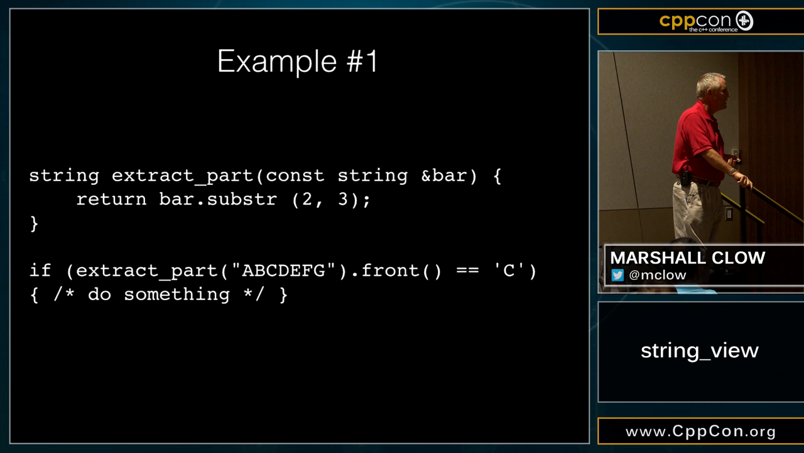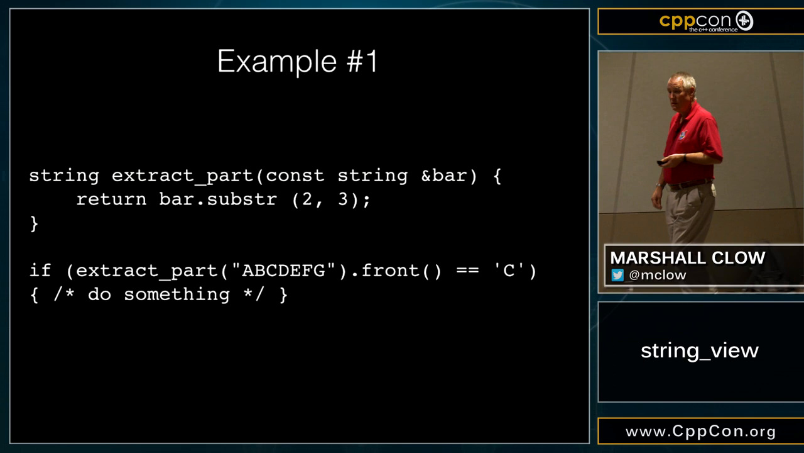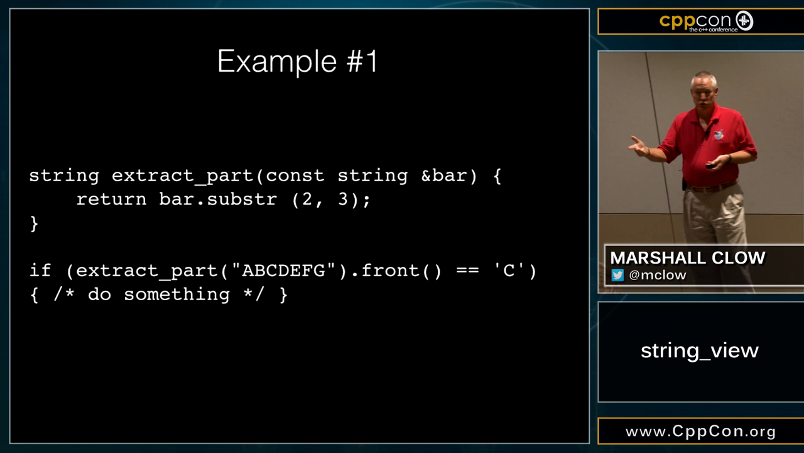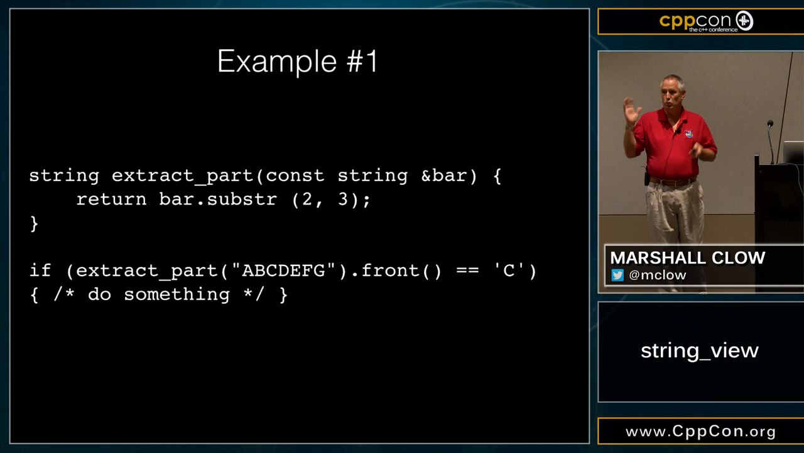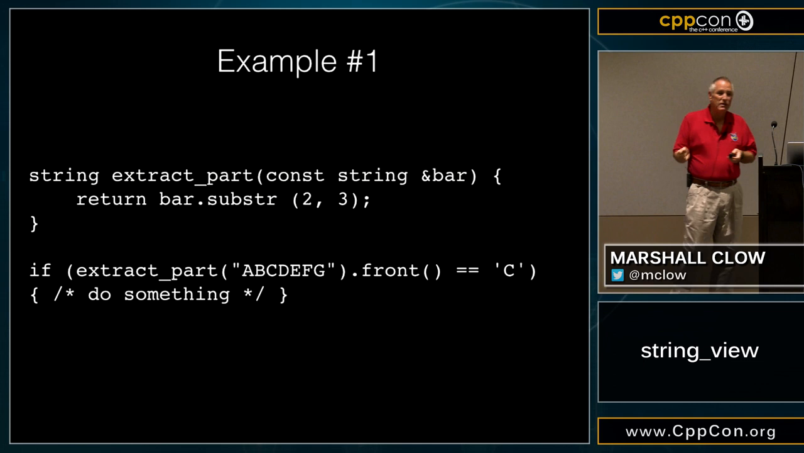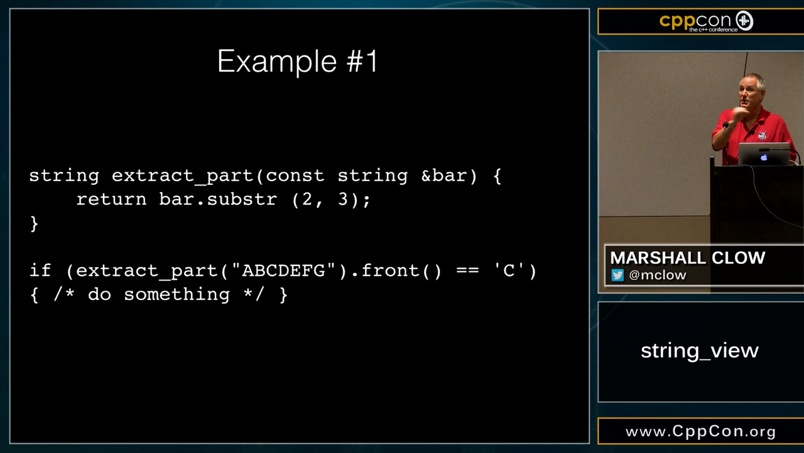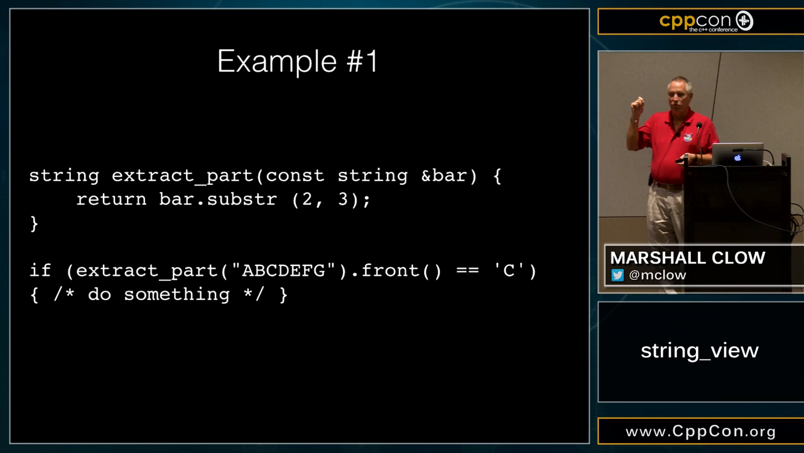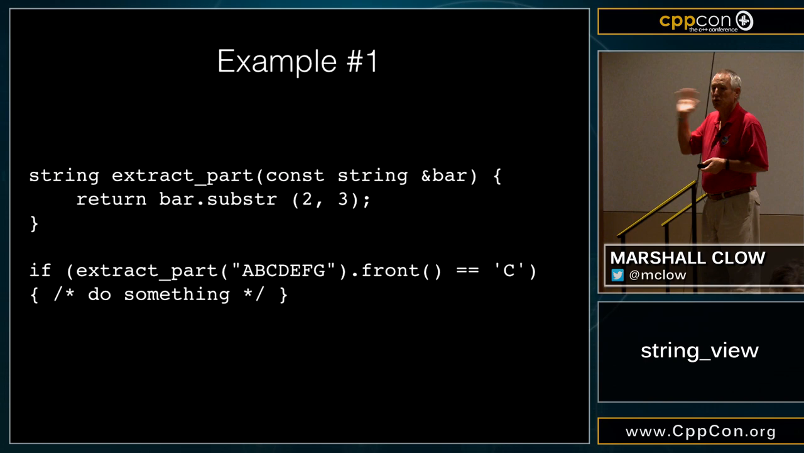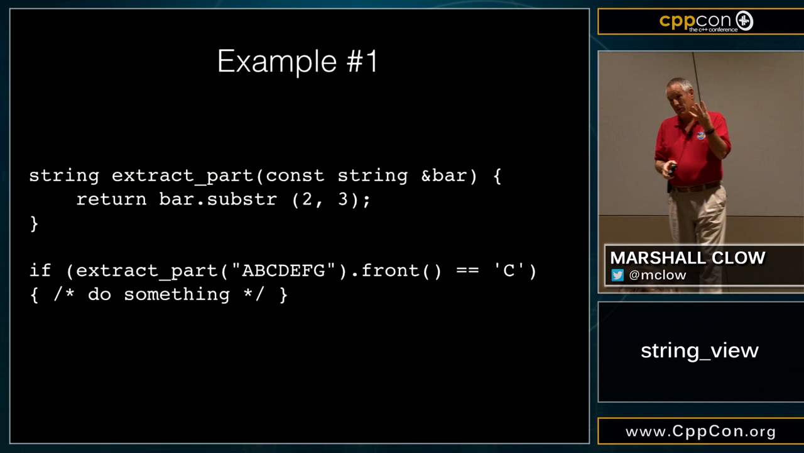Substr creates a new string, allocates memory, copies data, internal to substr, returns it, which might be another copy, although really compilers are getting better these days. They're probably not a copy there, but there might be. And then extract part returns it again, which might be another copy, but hopefully not. And then we call front on that temporary that returned, to get the first character, compare it to C, and then throw it away.